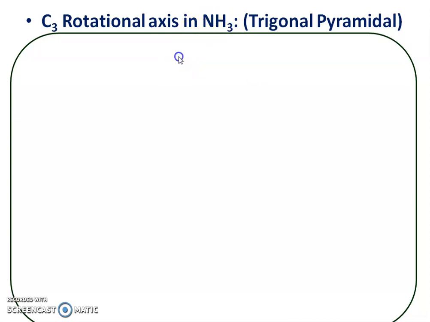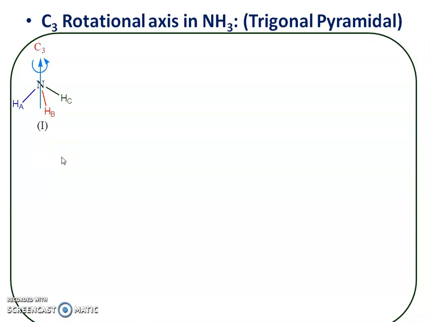Angle between... here nitrogen is at the center, and 3 hydrogen atoms are attached to nitrogen, and this angle is 120 degree, 120, 120 and 120. Angle between each hydrogen, nitrogen and hydrogen, this angle is 120 degree. And at the top there is a lone pair of electron. It is not shown, but here there is a lone pair of electron. So this is the trigonal pyramidal molecule.